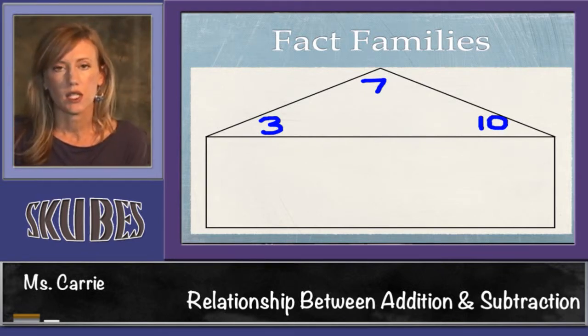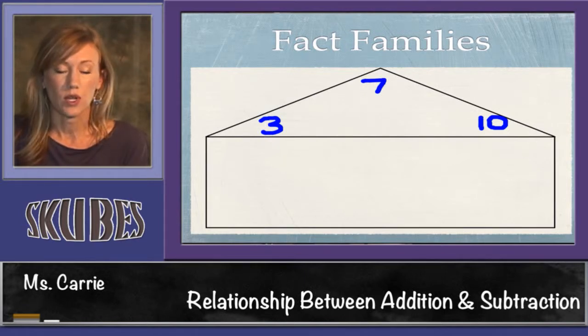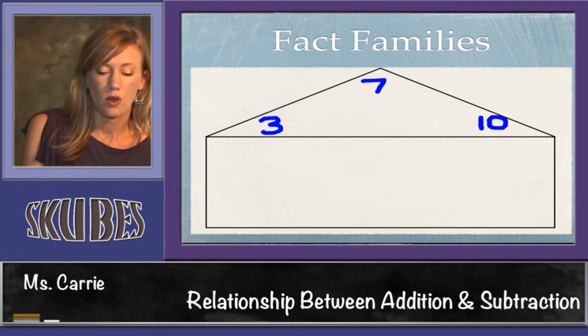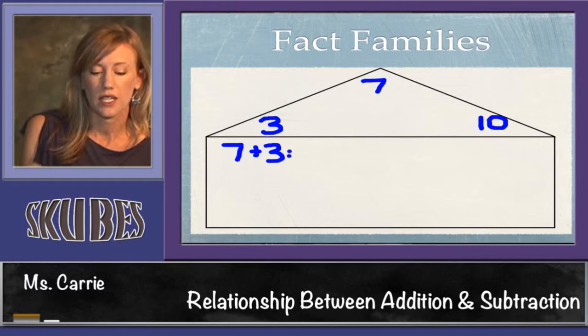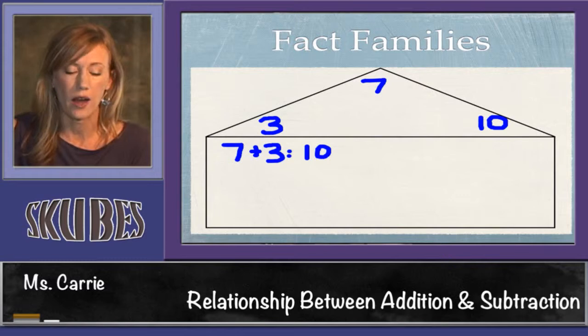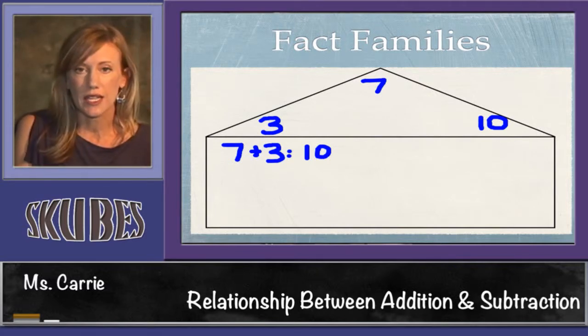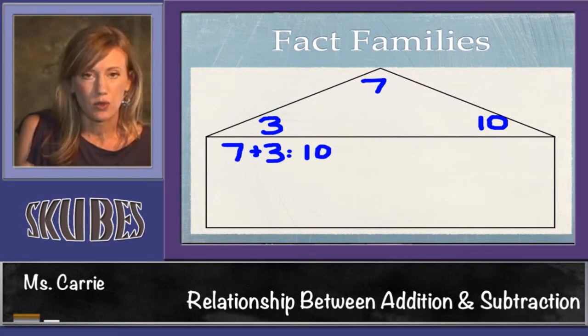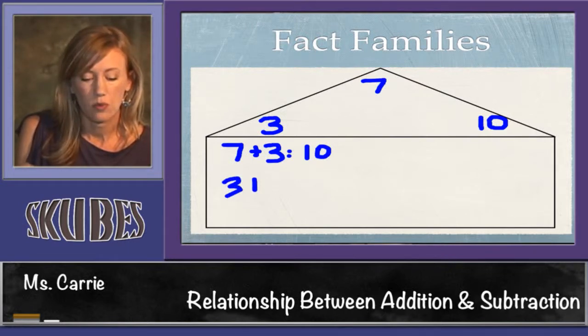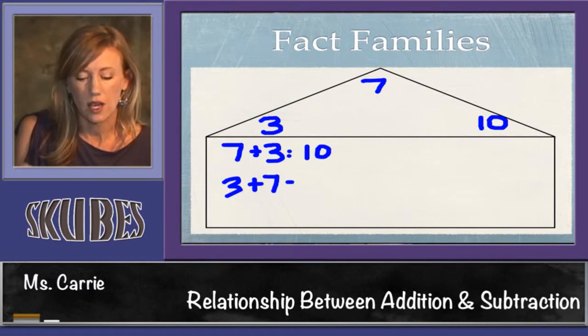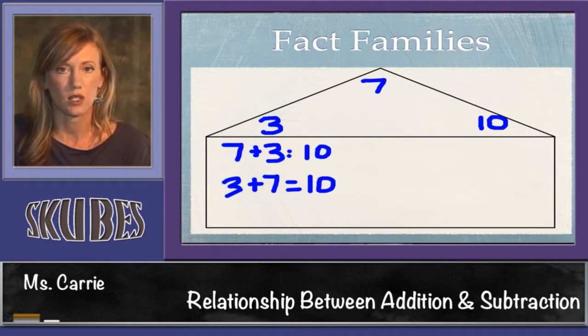Let's think of a number sentence that we can make with addition using these three numbers. Well, we do know that if we use the 7 and we added 3, we would get 10. We just used the three numbers in the roof of our house. Well, if 7 plus 3 is 10, we can always flip those two numbers to equal 10 also. So 3 plus 7 is 10. Now we've made two addition number sentences using our numbers.